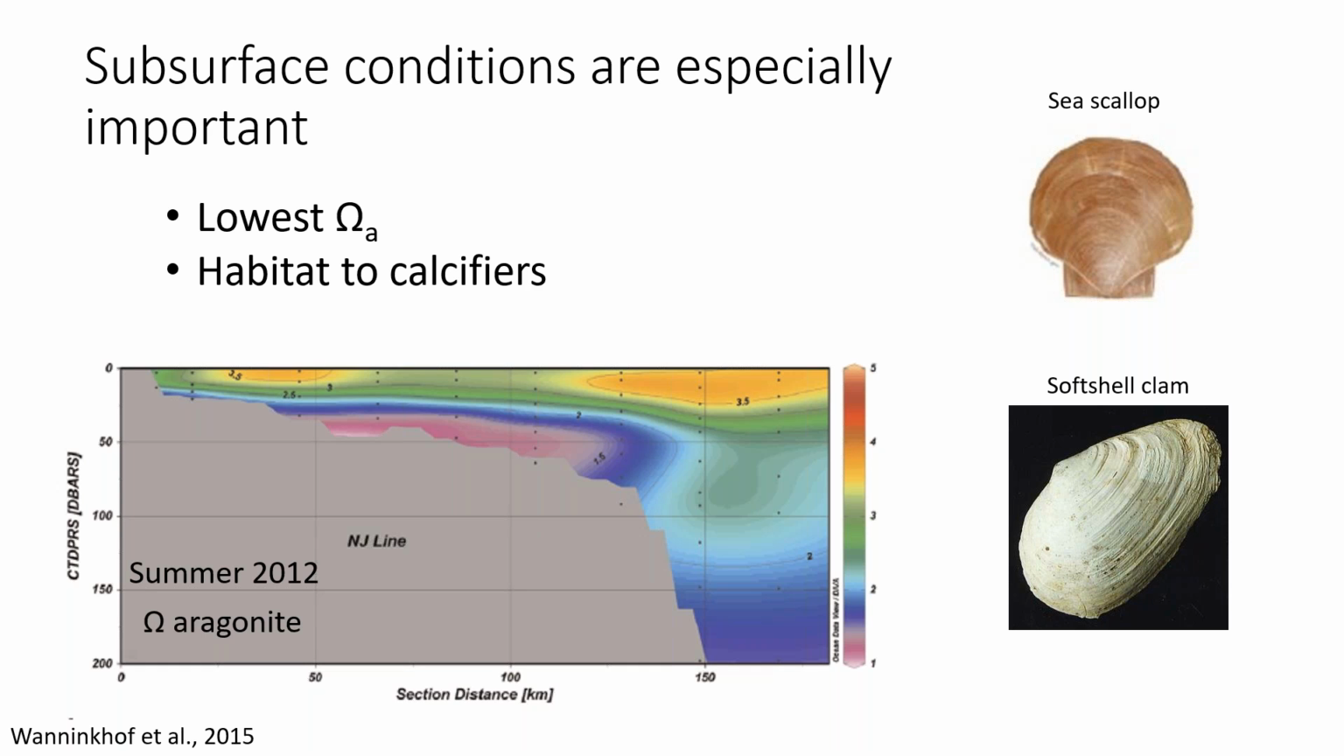Observations of carbonate system conditions are especially limited in the subsurface, but they are also especially important here because that is where the lowest aragonite saturation states are observed, and conditions approach undersaturation, which can be harmful to organisms. These conditions in the subsurface are also important because it's the habitat for calcifying species, including bivalves, sea scallop, softshell clam, and others.